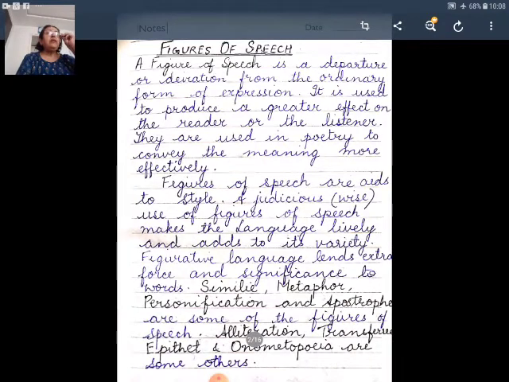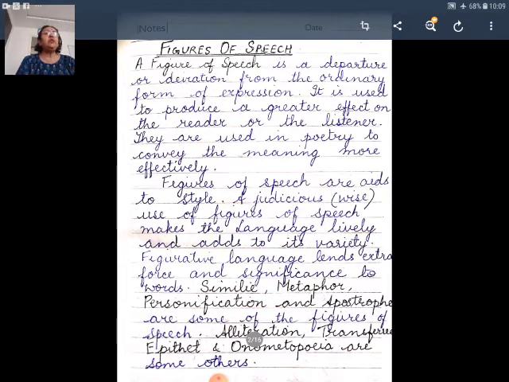First of all, we will discuss simile, metaphor, personification, apostrophe, alliteration, transferred epithet, and onomatopoeia. There is no need to get scared, students. These names may be sounding very high, but once we get to understand the meaning of these figures of speech, these literary devices will help you in understanding the poems that are prescribed in your course.